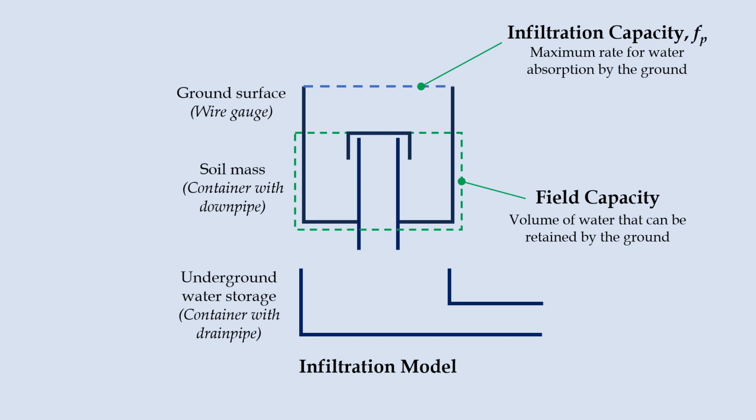Infiltration capacity defines how fast the ground can absorb the water, while fill capacity defines how much water can be retained by the soil. Perhaps it is easier to understand the concept of infiltration capacity and fill capacity and some possible infiltration scenarios by using the following model.